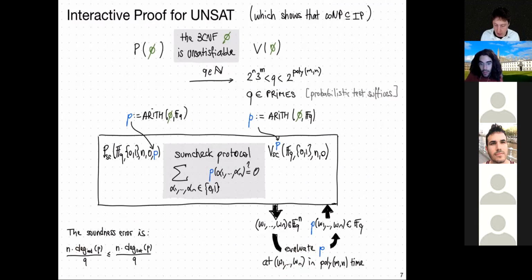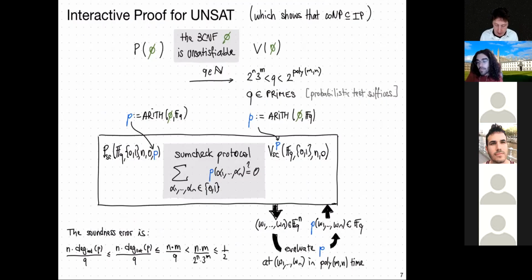Now, the individual degree of this 3CNF is at most its total degree, right? So I'm being very rough here. And the total degree is at most m, because if you remember, we had m clauses. Inside each clause, it was something plus something plus something. So we had total degree 1 times something, total degree 1 times something, total degree 1 times something. So they all add up and you get n times m.